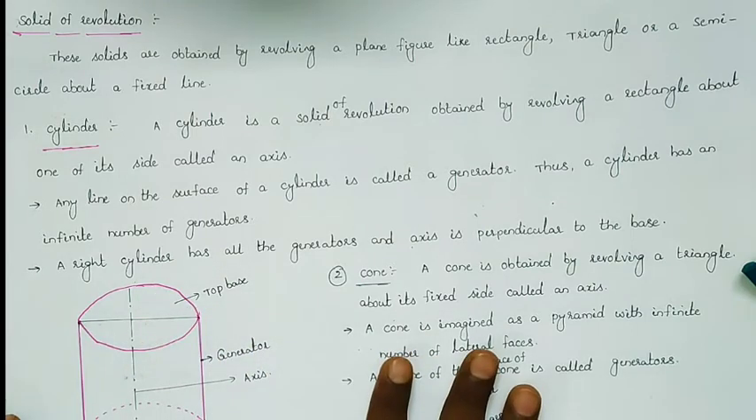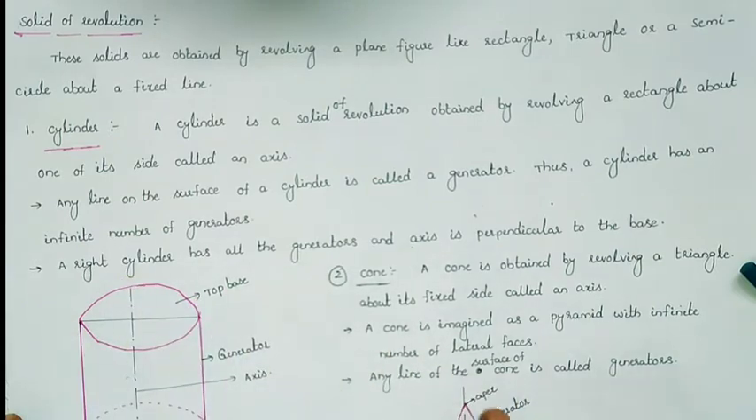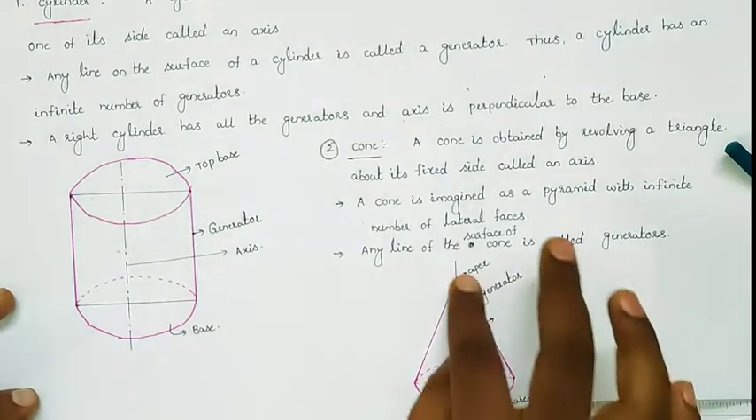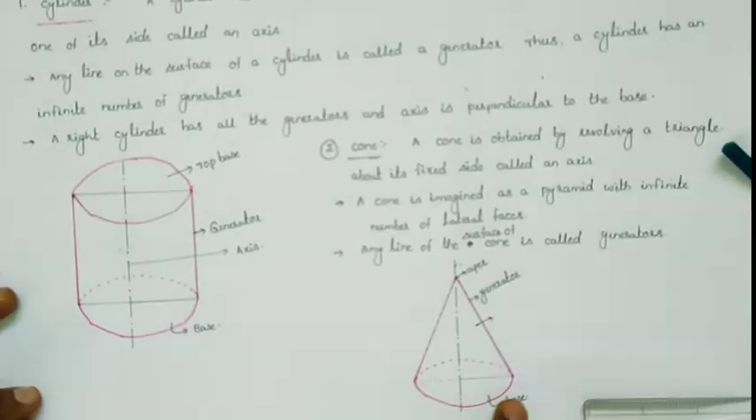And coming to the cone, it is also one type of solid of revolution. The cone is always obtained by revolving a triangle about a fixed side. The fixed side is here called the axis. So a cone is obtained by revolving a triangle about its fixed side, and the curve generated we can call the cone.